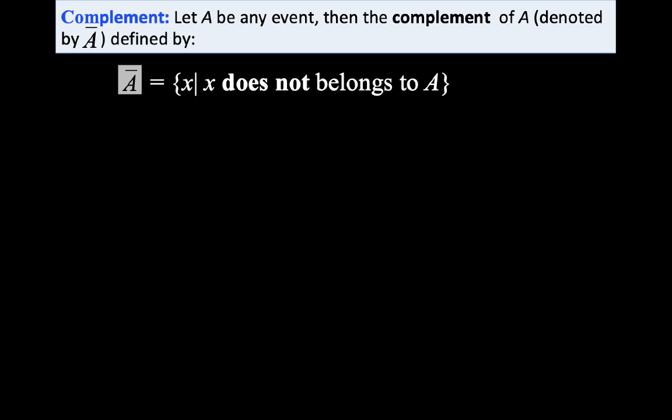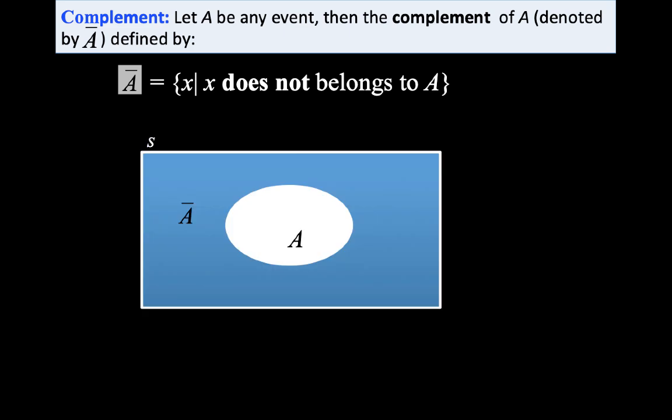Then complement. Let A be any event. Then the complement of A is defined by A bar equals {x : x does not belong to A}. So this is the Venn diagram to show A complement. You see the A circle, so outside of A is the A complement. We use these three notations to show A complement.